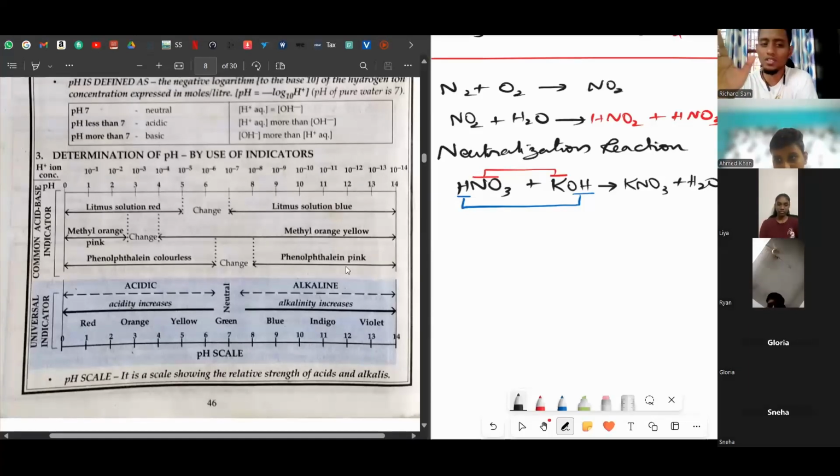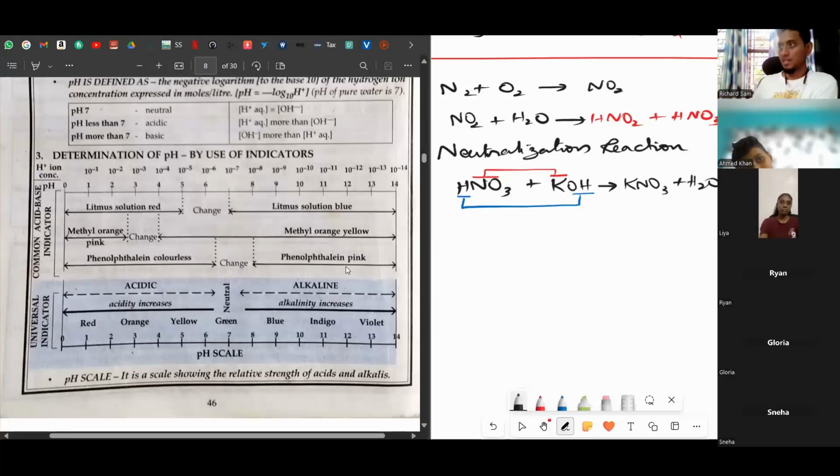Neutral is like methyl orange. Orange is neutral. And phenolphthalein is generally colorless. When you buy it, it's colorless. If you put in an acid, then it remains colorless. Put in a base, it turns pink.